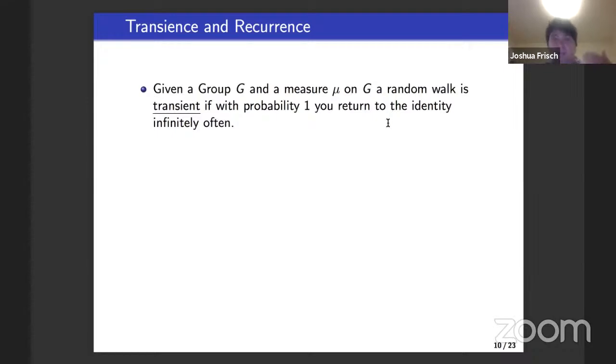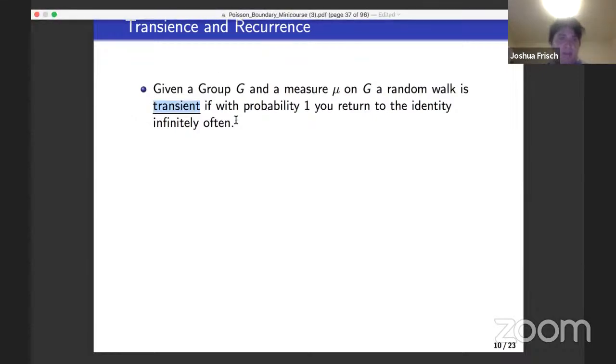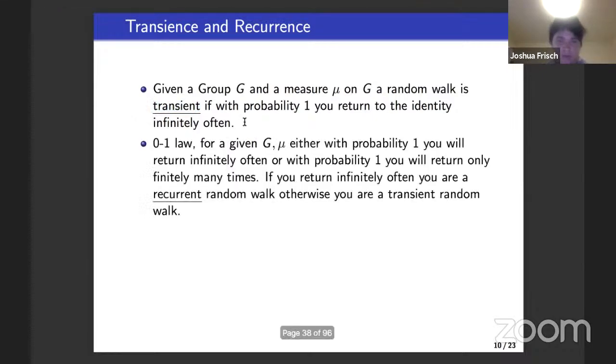So given a group G and a measure mu on G, we say a random walk is transient. Oh, I completely messed it up. I meant to say recurrent here, if with probability one, you return to the identity infinitely often. So you're transient if you don't return to the identity infinitely often. There's a little note here in this first line, so please remember: if you return infinitely often, you're recurrent. If you don't return infinitely often, you're transient.